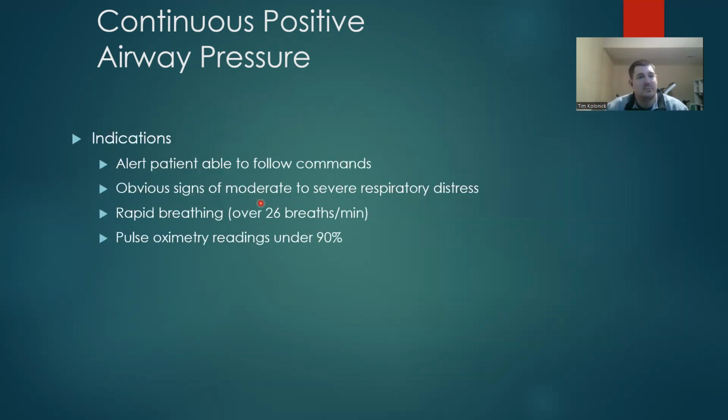Things you have to remember, they have to be alert and talking to you and following commands. They might not be able to talk very well, but you have to be able to alert and to follow commands. Moderate to severe respiratory distress, they have to be breathing, right? At least generally they say over 26 a minute, but breathing fast. And then a pulse ox generally under 90%.